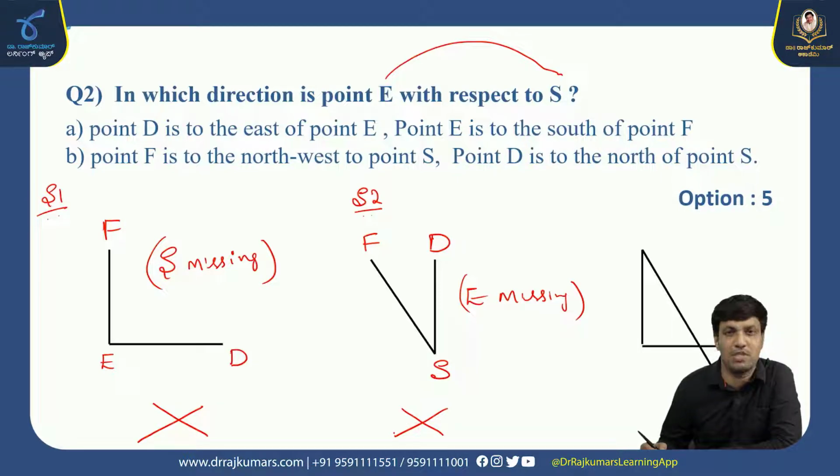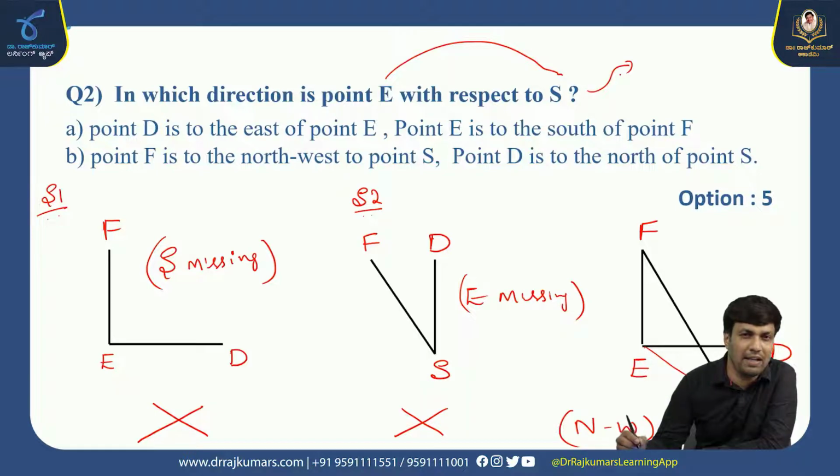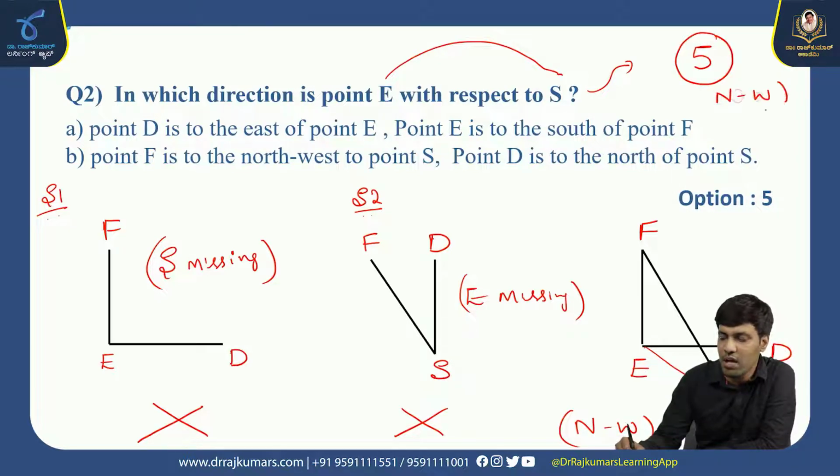Whenever both the statements are insufficient, then we need to combine. On combining both the data, to the F we have E in the south direction, to the E we have D in the east direction, to the D we have S in the south direction. Again we require E and S. We clearly come to the data that E is in the northwest direction with respect to point S. On combining the two statements, we got the answer as northwest of S. On combining, if we get the answer, we need to mark the answer as option number 5. Okay, so the right answer is option number 5 and the direction is northwest.